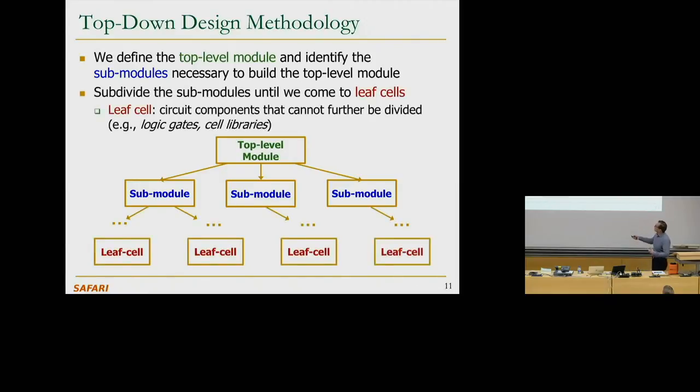And then you divide the sub-modules into sub-sub-modules, sub-sub-sub-modules, until you get to the leaf cells. So leaf cells are circuit components that cannot be further divided, or that don't make sense to be further divided given the abstraction level you choose, like logic gates, cell libraries. So you may have leaf cells in your cell library saying this is a register, right?